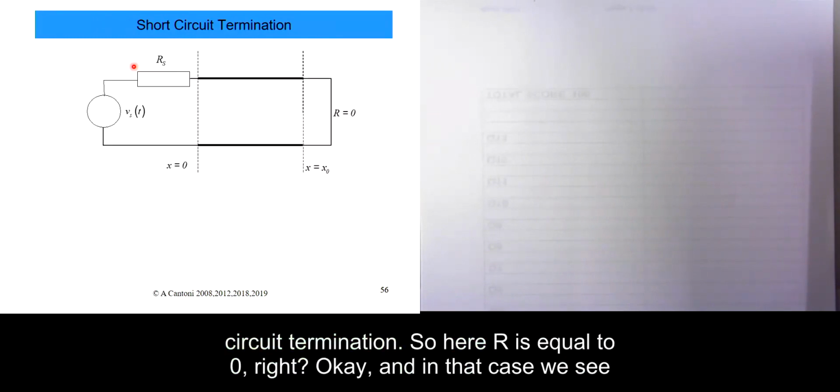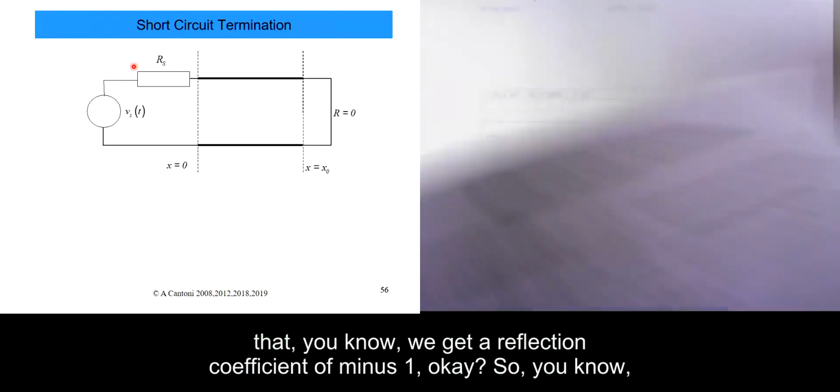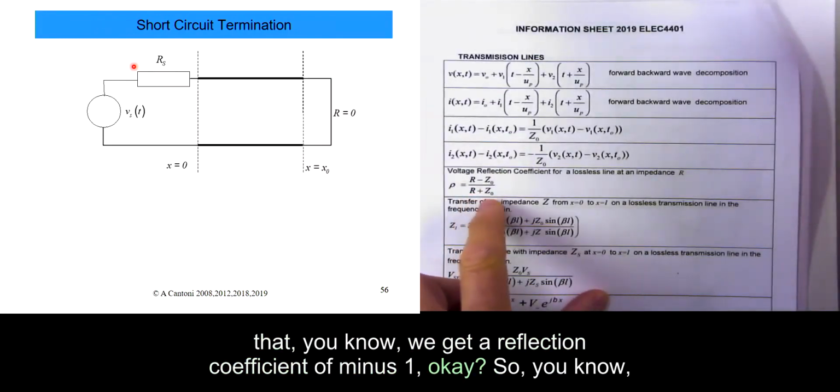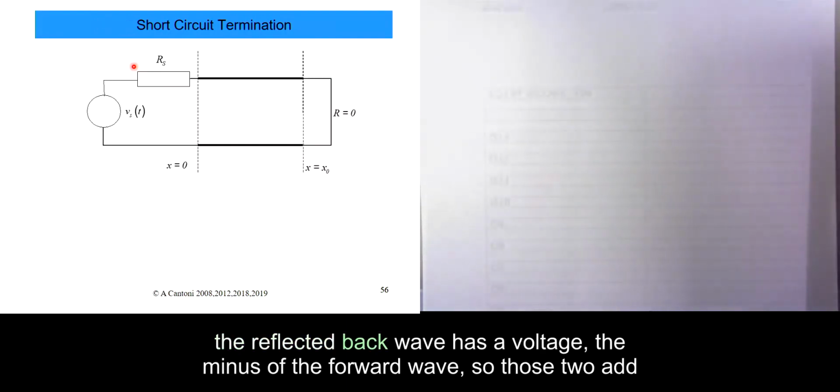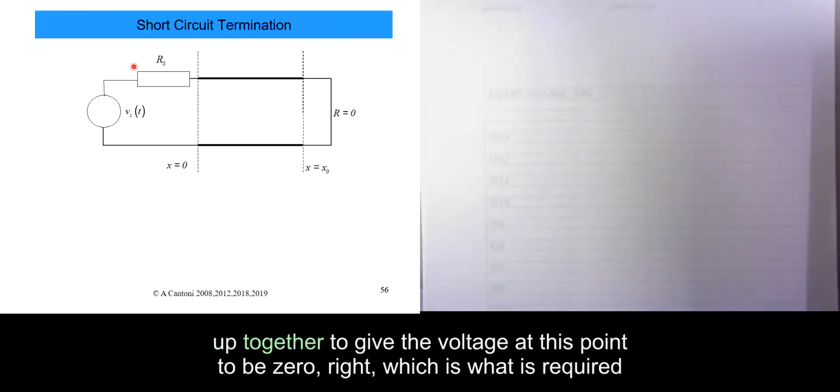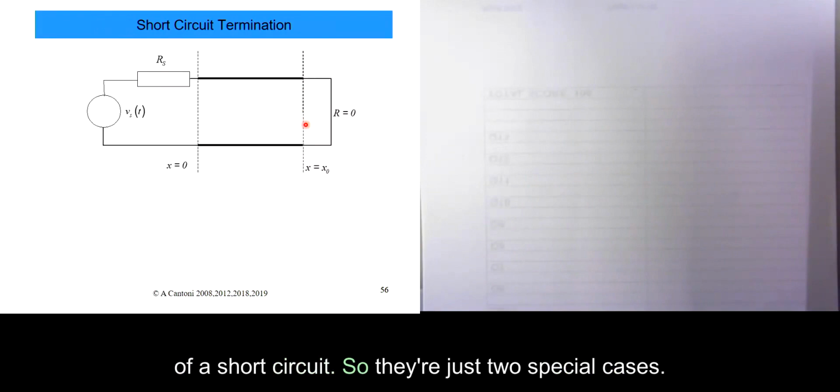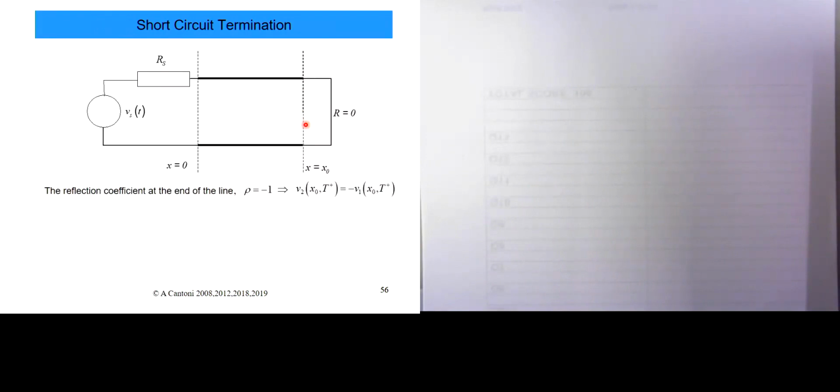The other special one is the short circuit termination. Here R is equal to 0, and in that case we get a reflection coefficient of -1. So the reflected back wave has a voltage that is the negative of the forward wave. Those two add up to give the voltage at this point to be 0, which is what is required of a short circuit. So they're just two special cases.